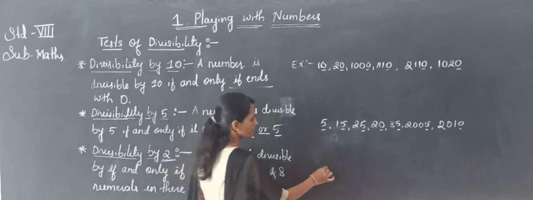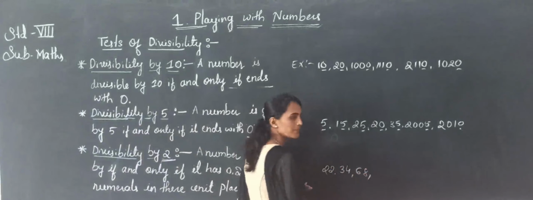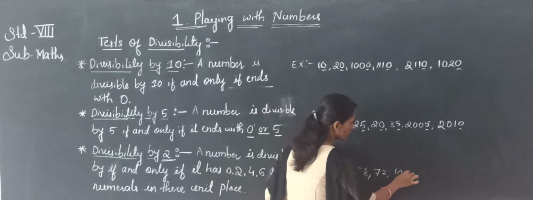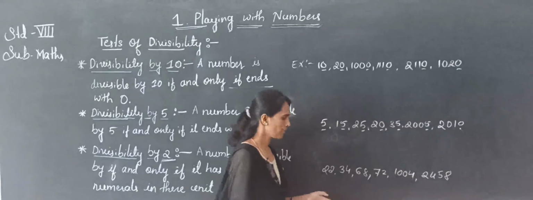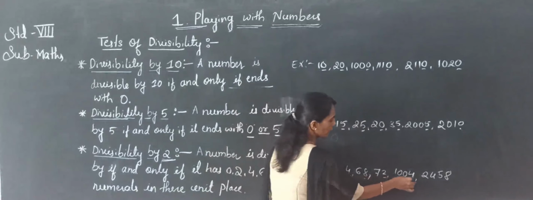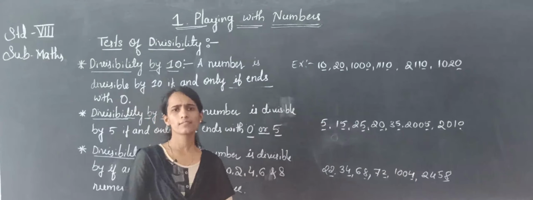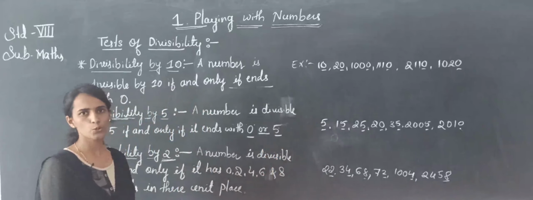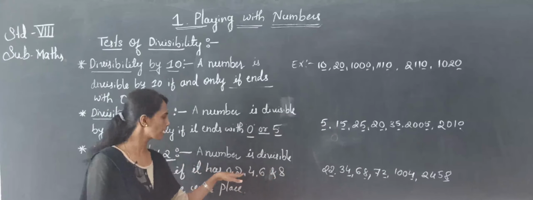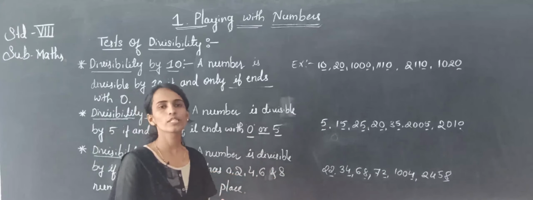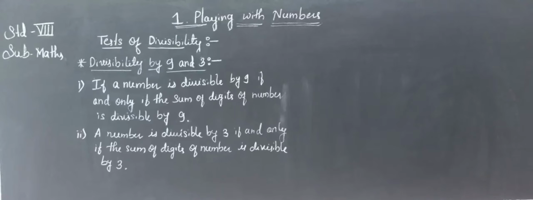For example, 22, 34, 68, 72, 1004, 2458. Here, which number ends with an even numeral, that number will be completely divisible by 2. That means the last digit is 0, 2, 4, 6, 8. The number has to be even, or end with 0, 2, 4, 6, 8. So these numbers will be divisible by 2.